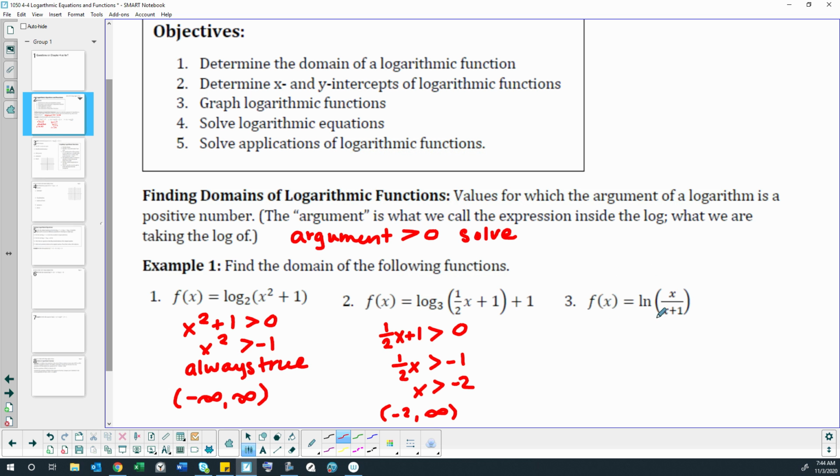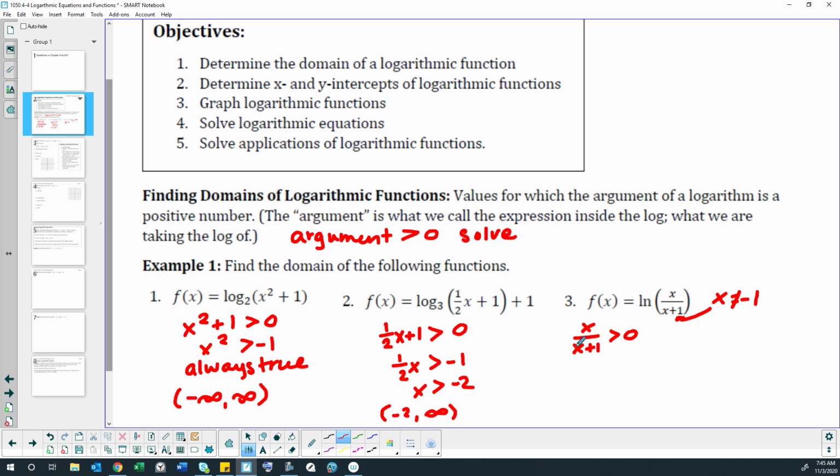This one's a little more complicated simply because it has a denominator that can't be 0, in addition to this whole thing that can't be 0. First of all, we know x can't equal negative 1 because we can't divide by 0. Even if it's the argument of a logarithm, we still can't divide by 0. That's one detail to keep in mind. Then we go x over x plus 1 is greater than 0. This isn't as simple to solve as the last one, because this is a rational expression.